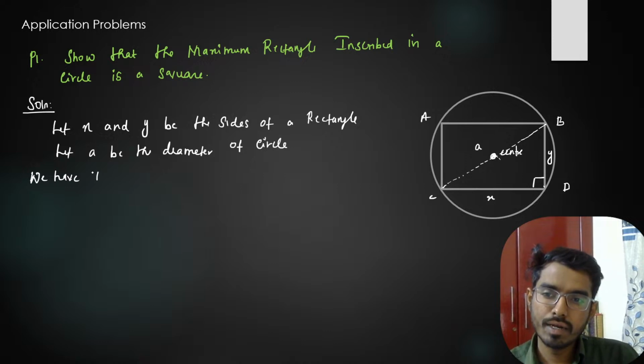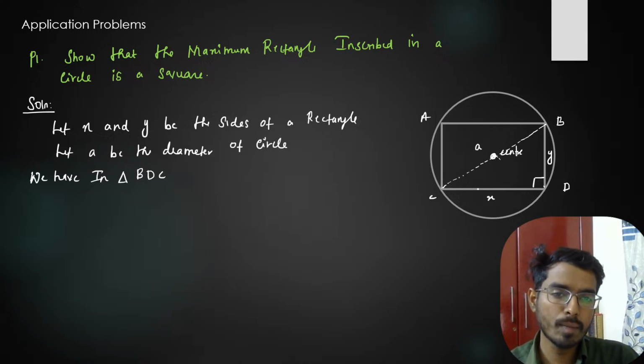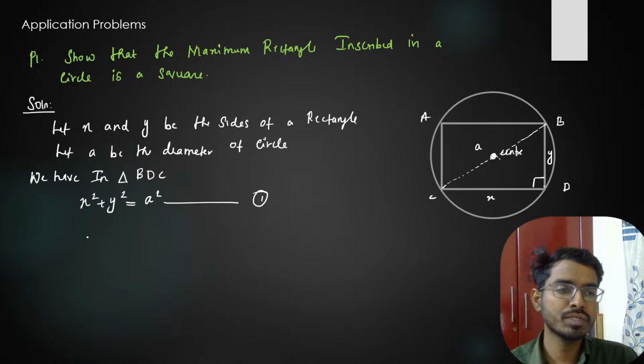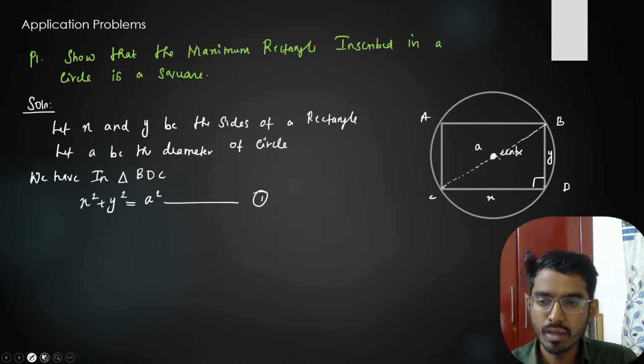So we have, in triangle BDC, this right angle. You can apply Pythagoras theorem: x square plus y square is equal to a square. Call this equation number 1, right? We have x square plus y square is equal to a square.